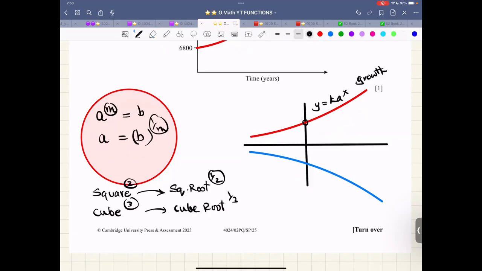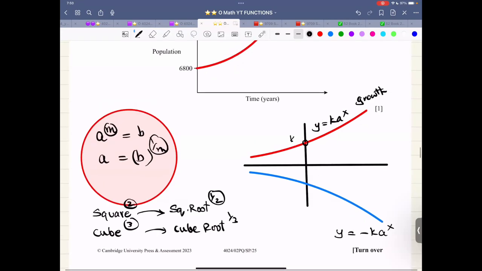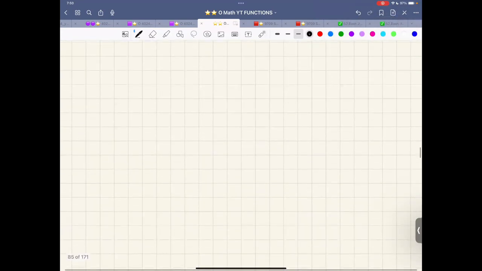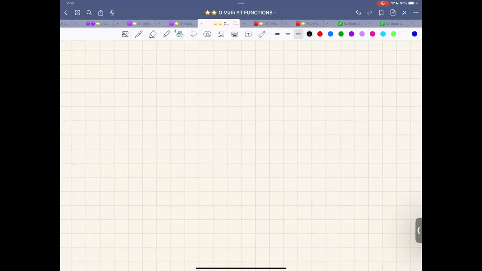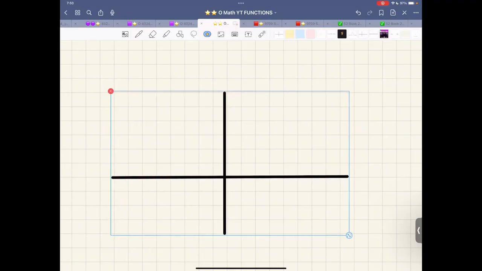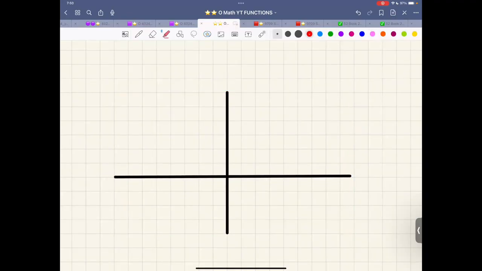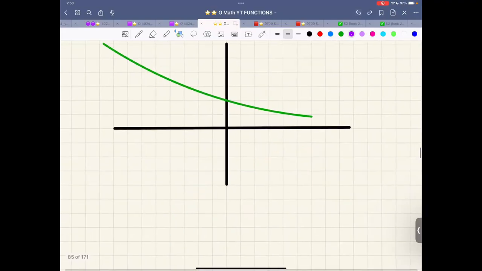So therefore, this is y equals minus k a raised to the power of x, and this would be k, this would be negative k. Let me add a page so that you know exactly what to do. And I'm just looking for the grid. That's the grid right over here. Let me now draw the graph of this thing. The green one is the decay, and this purple one is the reflection of this decay.